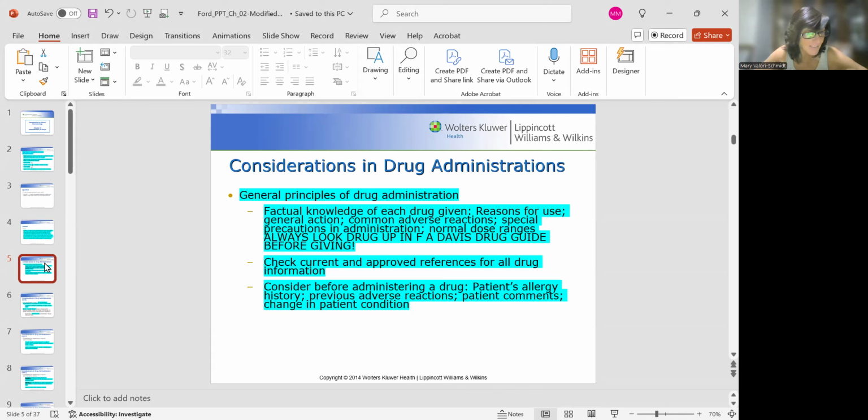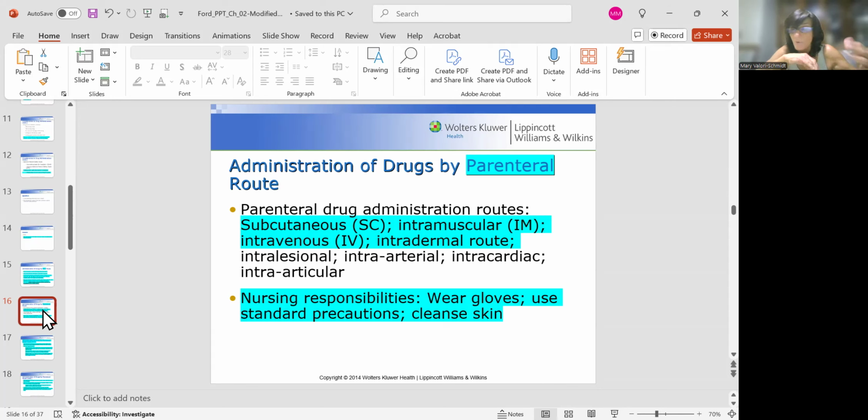Then there is parenteral, okay? Administration of drugs by parenteral route. Parenteral is an umbrella term that encompasses subcutaneous, intramuscular, intravenous, and intradermal. There's also intralesional, intraarterial, intracardiac, and intraarticular. Don't worry about those. Worry about the four that I just mentioned: subcutaneous, intramuscular, IV, and intradermal. Always wear gloves. Always use standard precautions. Always cleanse the patient's skin with an alcohol prep.